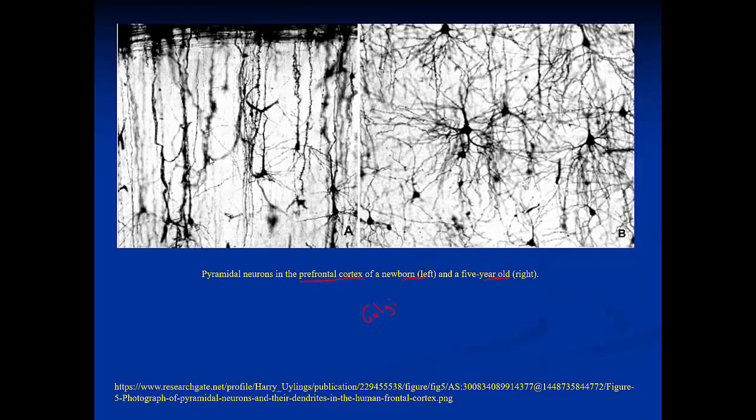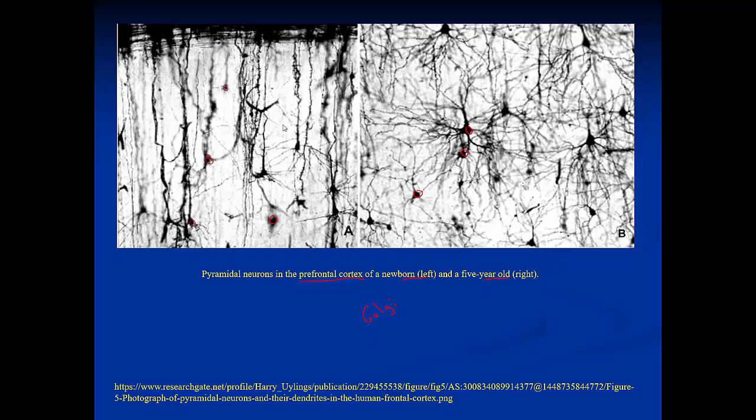Well, if we look here, we see cell bodies. Okay, some are in better focus than others. If we were to go through and count the number of cell bodies between the newborn and the 5-year-old, we won't really see that big a difference. By the time a human's born, most of the neurons are already there. Okay, but what is the difference?